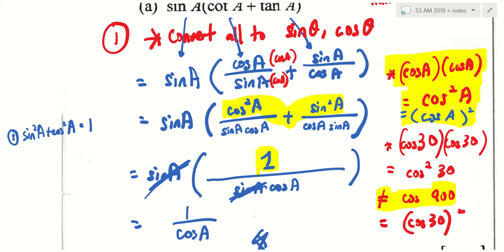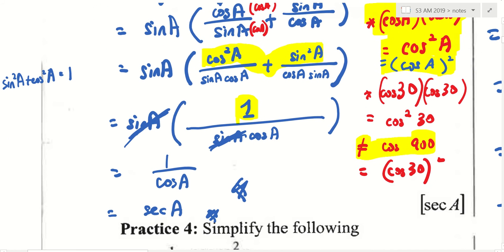Yeah, so then what's the final answer? Then look at 1 over cosine A. I recall again, 1 over cosine A is actually secant A. So the answer is secant A. Where is it? This one. 1 over cosine A is secant A, right? So this is secant A.